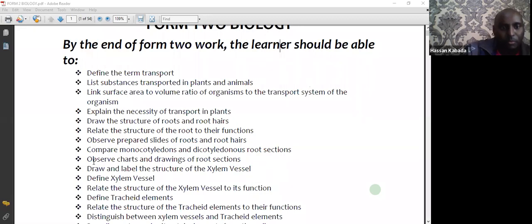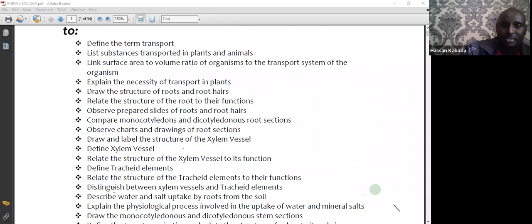Then draw and label the structure of the xylem vessel. Define the xylem vessel. Relate the structure of the xylem vessel to its function. The trachea element that is under the vascular tissues, that is the xylem and the phloem. Remember that. So we are expected by the end of this topic to be able to relate their structures, function, adaptations, and everything to do with the xylem and the phloem, as we have discussed.